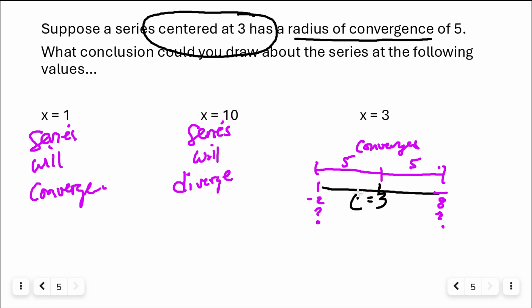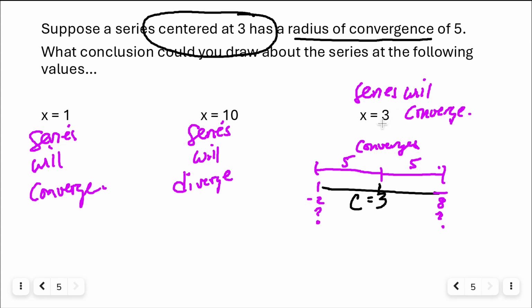At x equals 3, well, 3 is the center. Okay, 3 is the center, so the series will converge here, no doubt. Even if I didn't know the radius of convergence was 5, I would still know the series converges at 3 because 3 is the center. Okay, so that's a very, very, very basic introduction to power series.